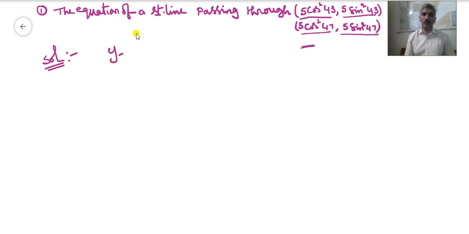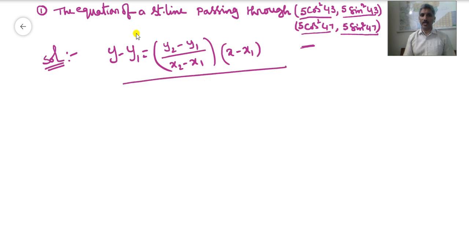Generally what we will do is apply y minus y1 is equal to slope into x minus x1, right? But how to get the slope? Slope is nothing but (y2 minus y1) divided by (x2 minus x1). But with this, the simplification becomes lengthy. The same question we can do easily like this.